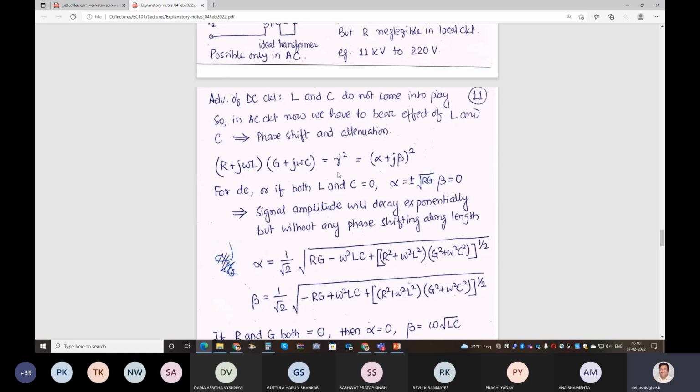For the phase shift, I have already said that (R plus j omega L) into (G plus j omega C) is equal to gamma square, where gamma can be written as alpha plus j beta. Alpha is my attenuation constant, beta is my phase constant. So beta gives you the amount of phase shift per length, and alpha gives you the amount of attenuation per length. So you can see that the effect of L and C is phase shift and attenuation. These two things will take place.